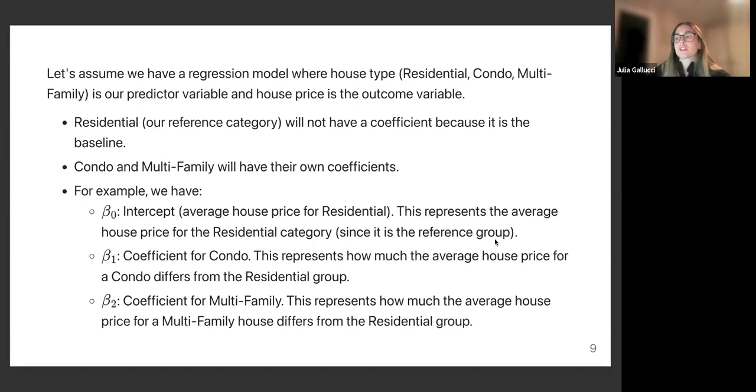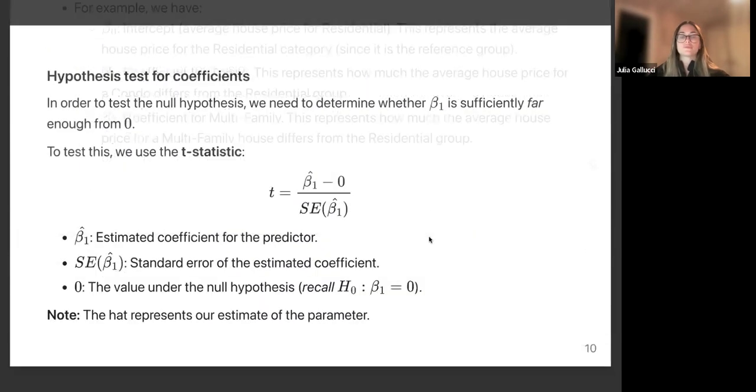So the key thing to note here is that we're comparing to a reference group, and this provides us with a baseline for this comparison. The beta coefficients show how much higher or lower the price is for one category compared to this reference group. So that's how you would interpret categorical variables.